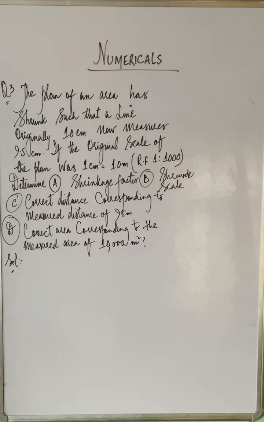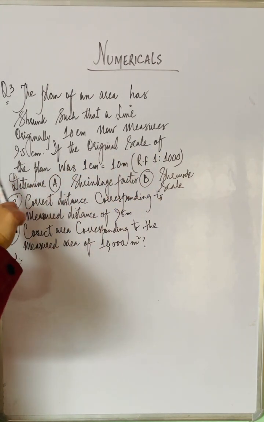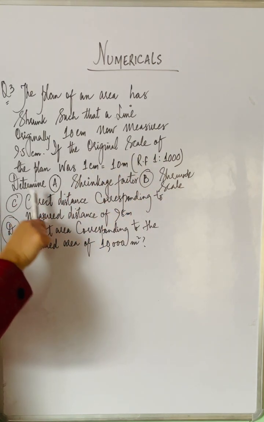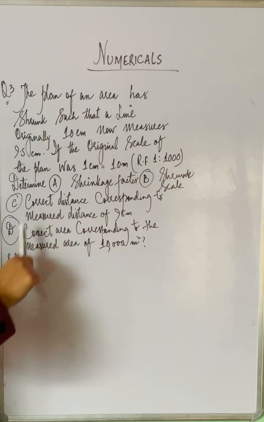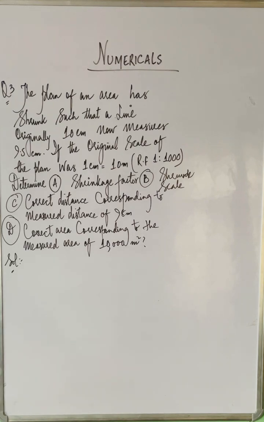So let me read it out for you once again. The plan of an area has shrunk such that a line originally 10 centimeters now measures 9.5 centimeters. If the original scale of the plan was 1 centimeter is equal to 10 meters, determine shrinkage factor, shrunk scale, correct distance corresponding to this, and correct area corresponding to the measured area of this, right? So let's proceed one by one.